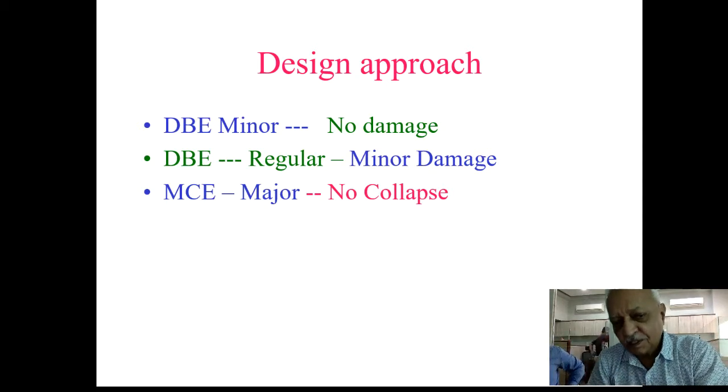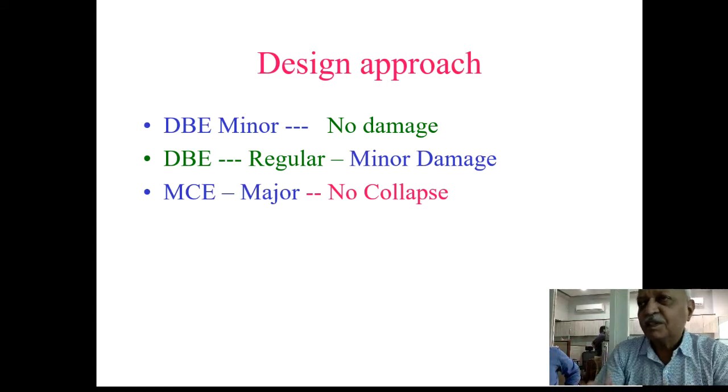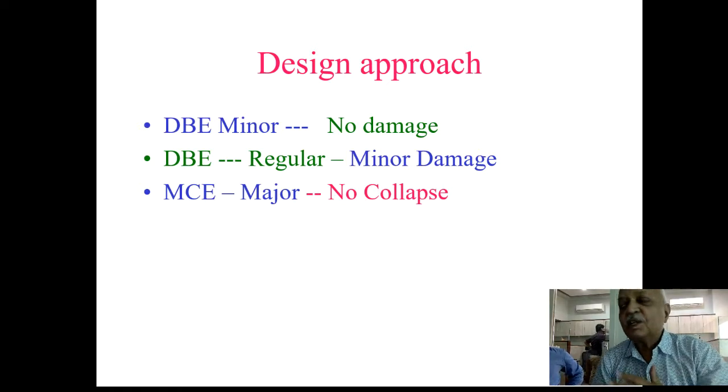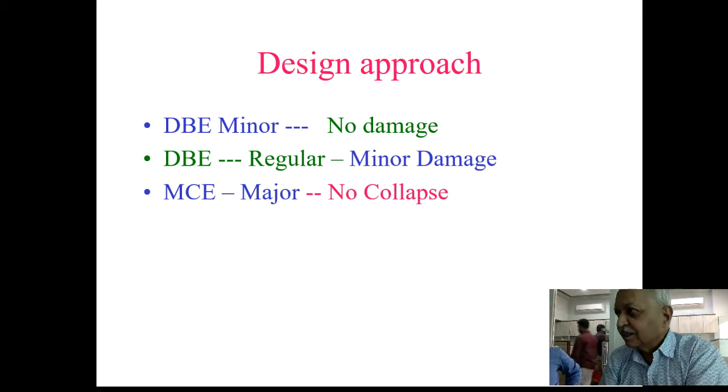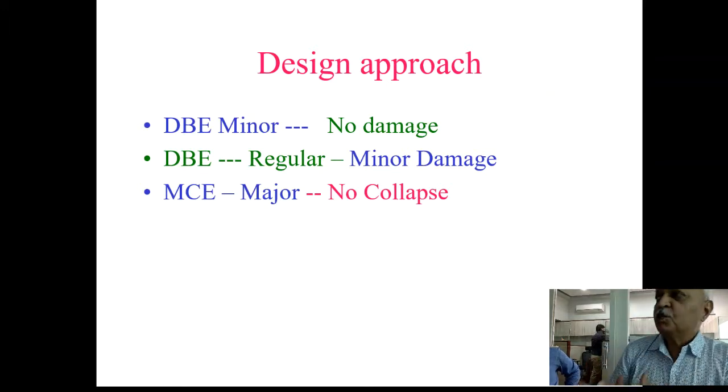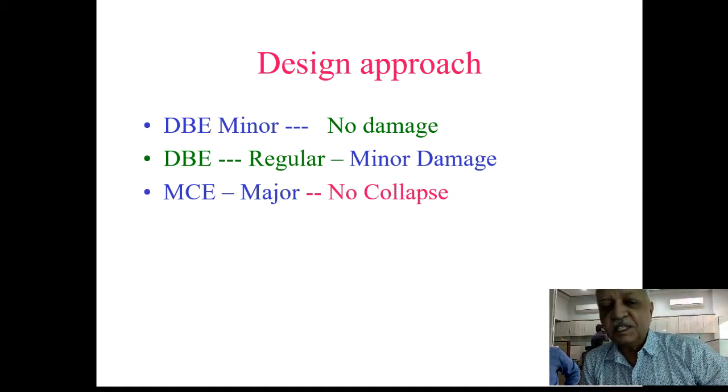One, the minor earthquake, where we say that if there is a minor earthquake, then there should be no damage to my structure. Structure should continue to behave as if there was no earthquake at all. Then we have got the design basis earthquake, for which we generally design our buildings, where we say that some minor damage might occur here and there, some partition walls may collapse or may develop cracks and so on. So that is our design basis earthquake. And lastly is the maximum considered earthquake, MCE, a major earthquake, where we say that our structure must be so designed and detailed so that the structure does not collapse under the worst of the earthquake.